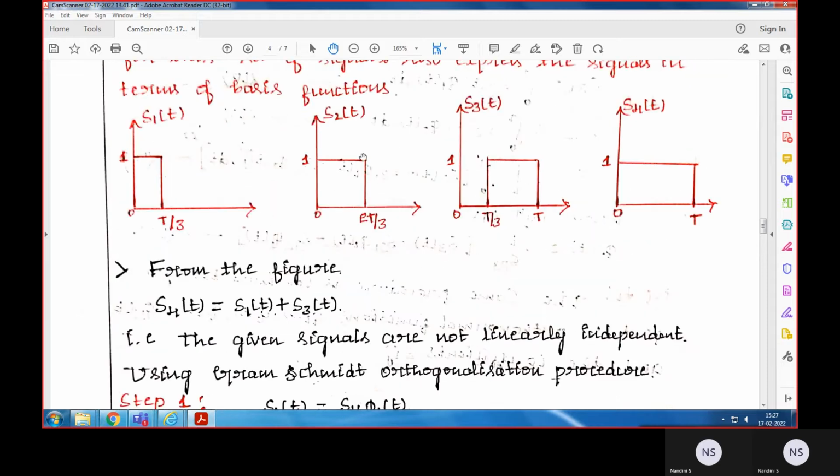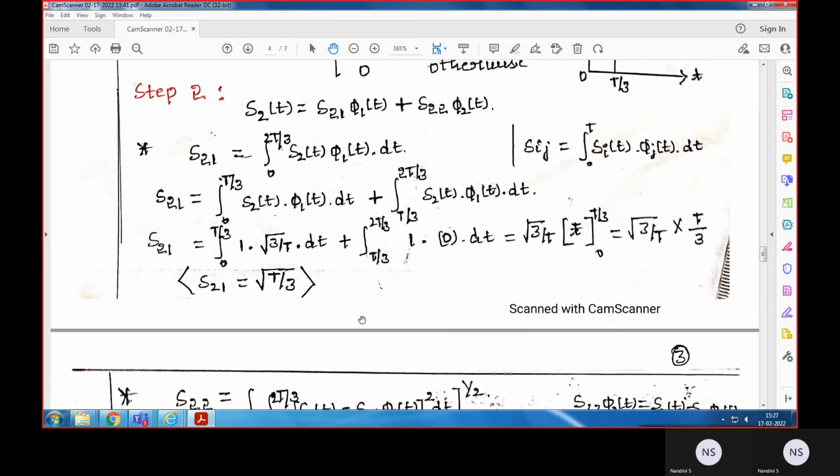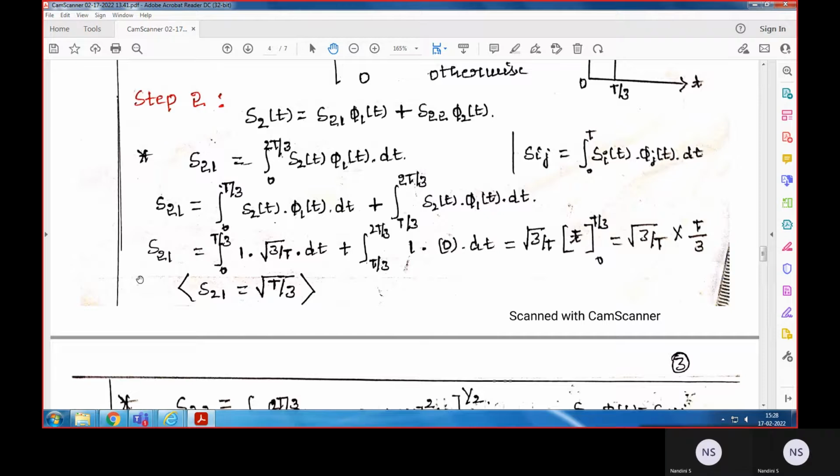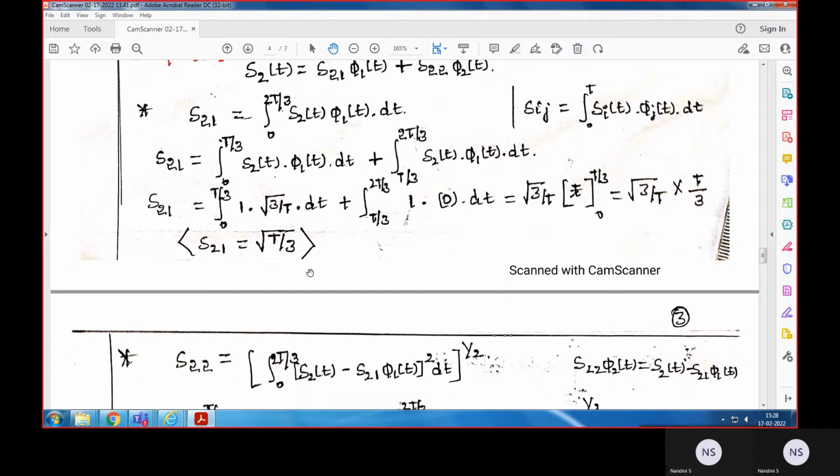Here you can look: φ1(t) for T/3 to 2T/3, there is no φ1(t) function, so it is 0 there. That's why we have 0 dt. Simplifying this, root 3 by T is a constant, so integrating the constant function itself and applying the limits T/3 to 0, the second integral, the whole term, will become 0. Root 3 by T into T/3 is equal to root T by 3. T can be written as root T into root T and 3 can be written as root 3 into root 3. One root 3 and one root T cancel. So then S21 is equal to root of T by 3.